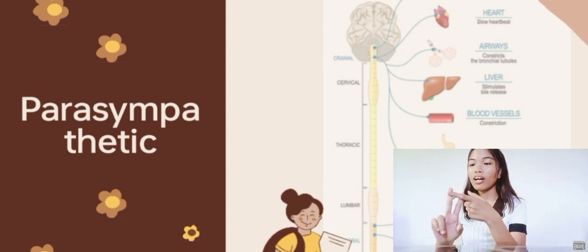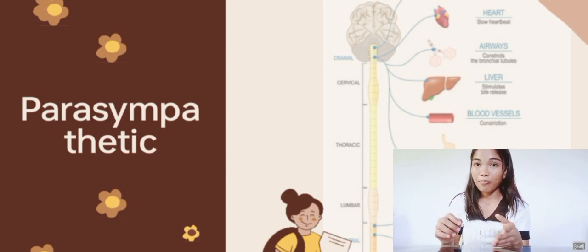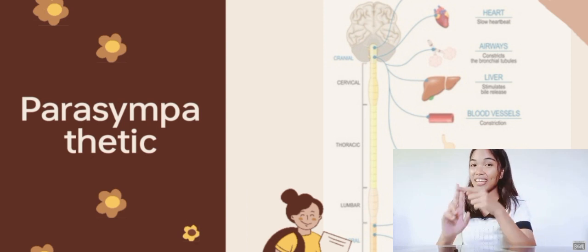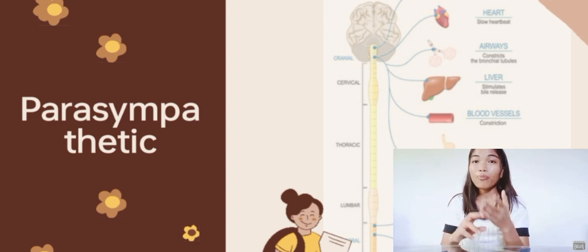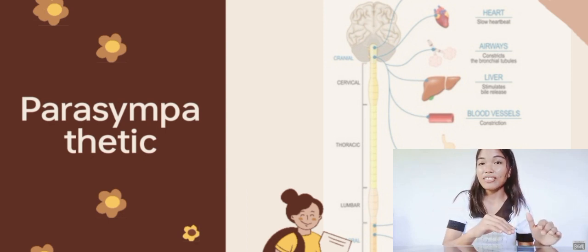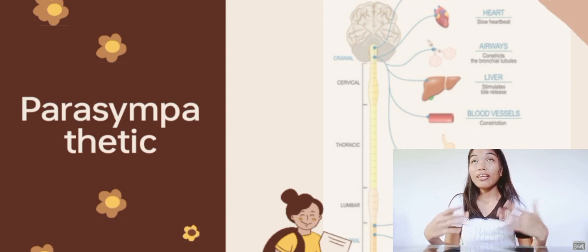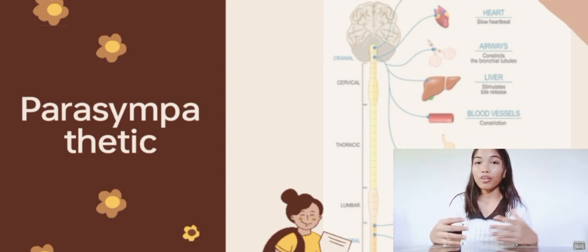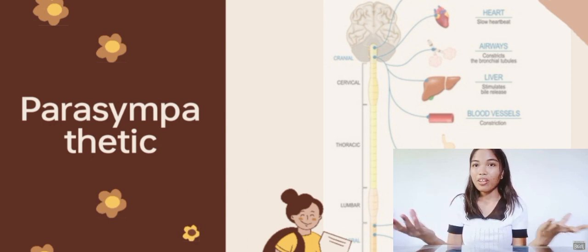So, kining duha, need jud na nila mag-uban para naa balance. So, both branches of the autonomic nervous system work together to maintain a balance in the body's internal functions. When one branch is activated, the other branch is suppressed and vice versa. This balance is crucial for maintaining optimal health and well-being.